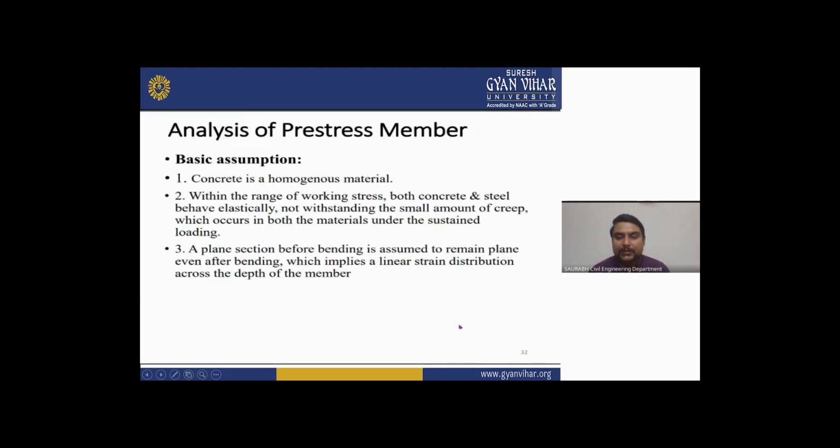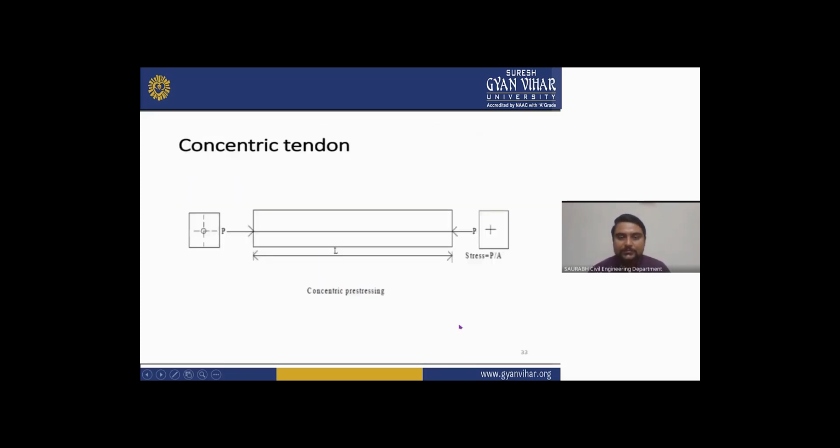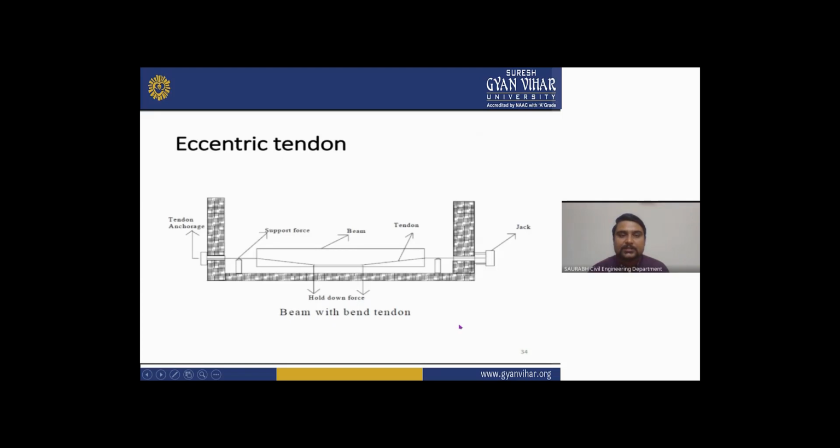A plane section before bending is assumed to remain plane even after bending, which implies a linear strain distribution across the depth of the member. Now you can see that is your concentric tendon, and there is also concentric pre-stressing. This is your eccentric tendon. As you can see in this image, there is a beam with a bonded tendon, and it is held by the pre-stressing force.